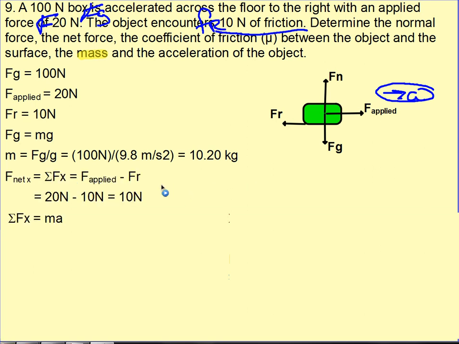Next, sum of the forces in the x direction. Well, you have the actual forces. So the net force in x is going to be applied force minus friction. The applied force is 20, the frictional force is 10, so the net force in the x direction is 10 newtons.